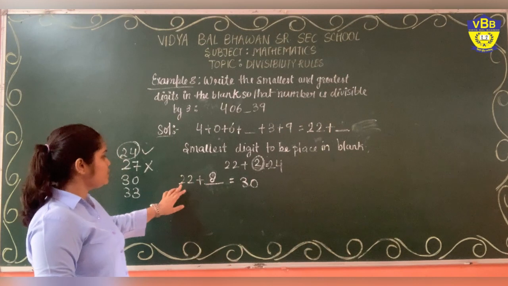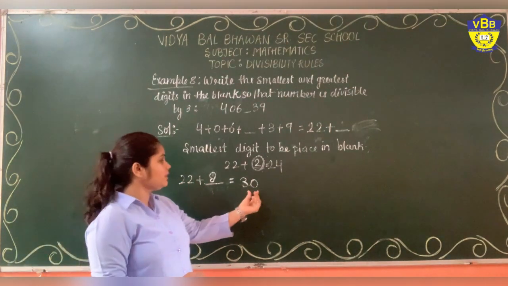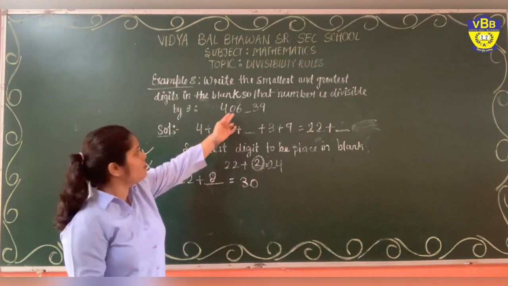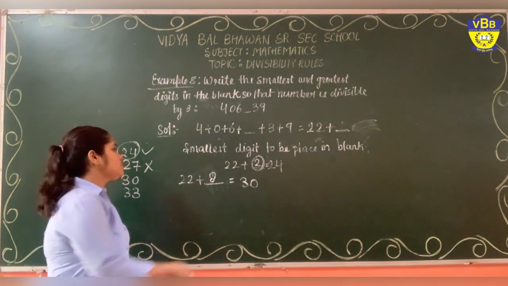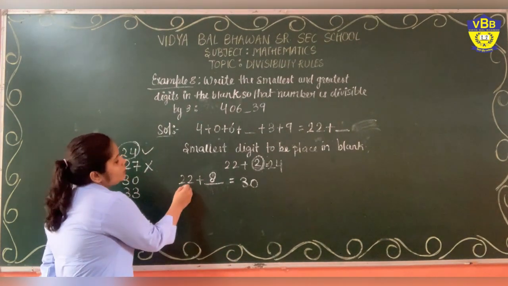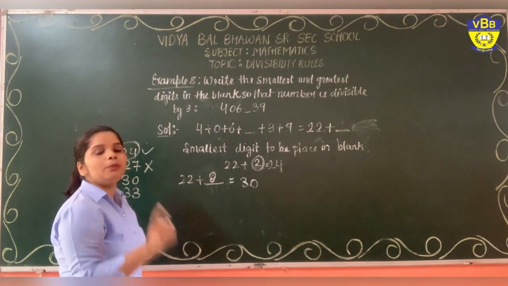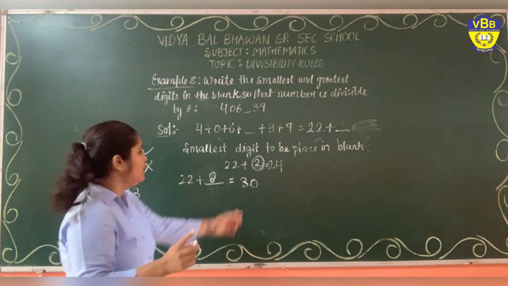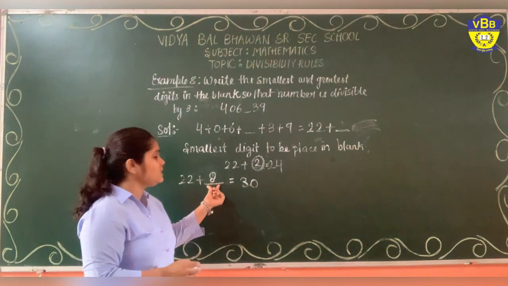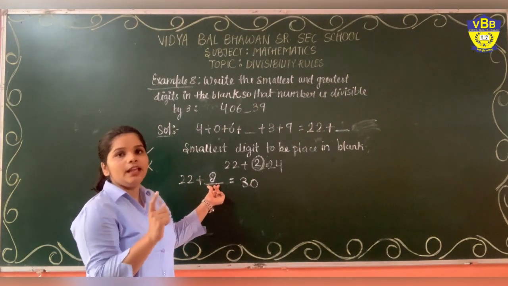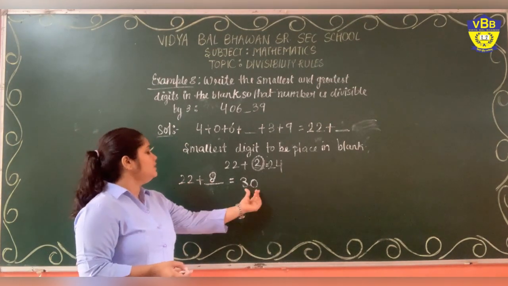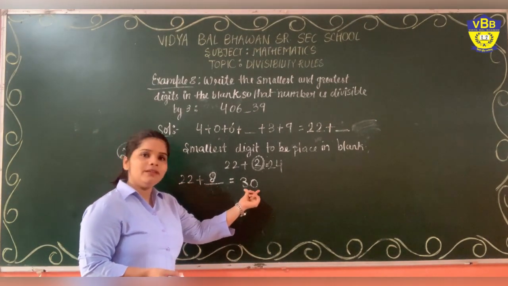8 is the number which will be added to 22 to give the answer 30, and this sum 30 is divisible by 3. Will it be the greatest digit? We also have 9. If you add 22 plus 9, it becomes 31, and 31 is not divisible by 3. That's why 8 is the greatest single digit which can be added to this sum so that the answer will be divisible by 3.